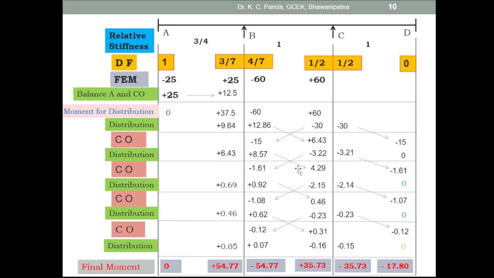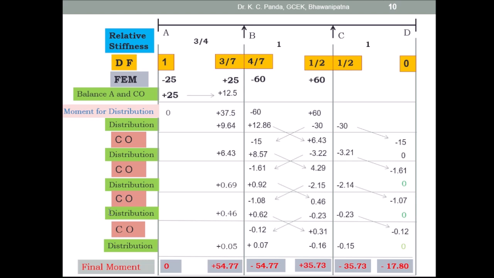Similarly at joint C, this is the unbalanced moment, and this moment you have to balance or distribute to both sides by multiplying with the distribution factor. So 4.29 into half, this is equal to minus 2.15, and 4.29 into half, this is equal to minus 2.14, and here minus 1.61 into 0 is equal to 0. So this is the distribution or balancing of the joint. Then again you go for the carryover of the moment. So half of this moment will carry over to this side, half of this moment will carry over to this side, and half of this moment will carry over to this side.